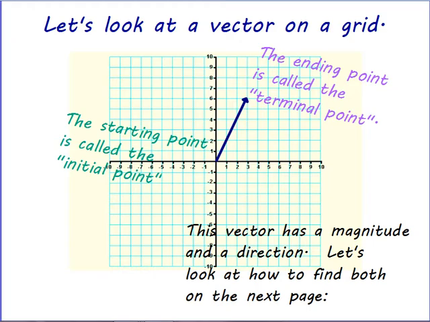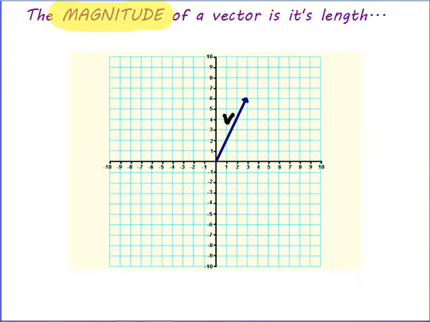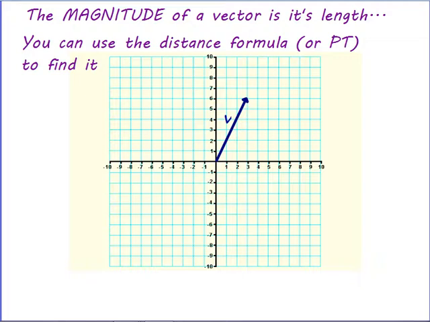Let's look at a vector on a grid. The beginning point is called the initial point, and the ending point is called the terminal point, and this terminal point is what the arrow is pointing to. This vector has a magnitude and a direction. Let's look at how to find both. The magnitude of a vector is its length. So I can use either the distance formula or Pythagorean theorem to find it. This time, I'm going to use Pythagorean theorem.